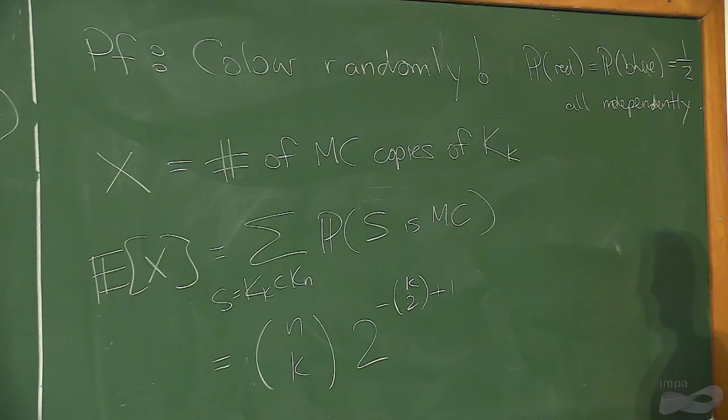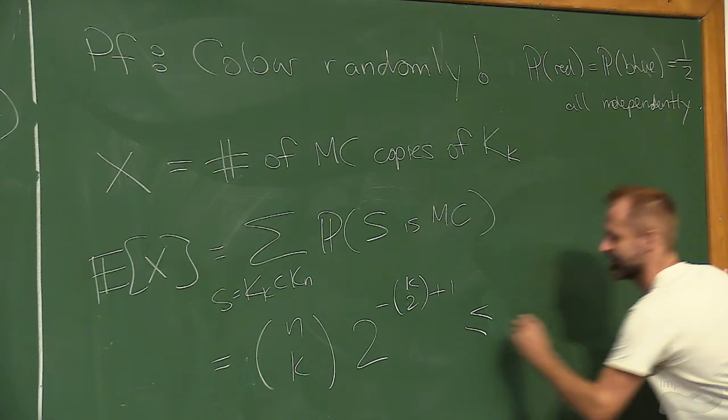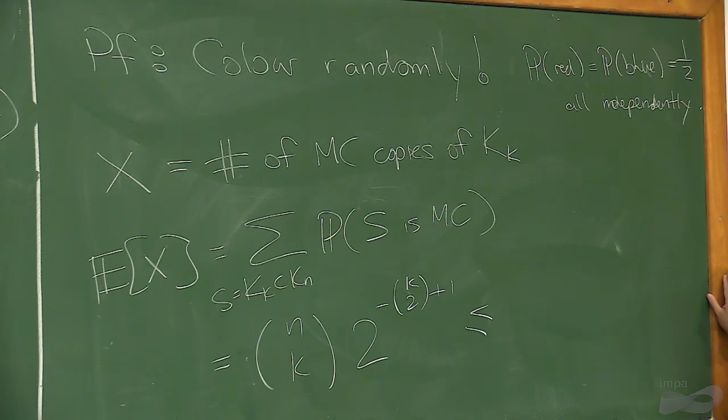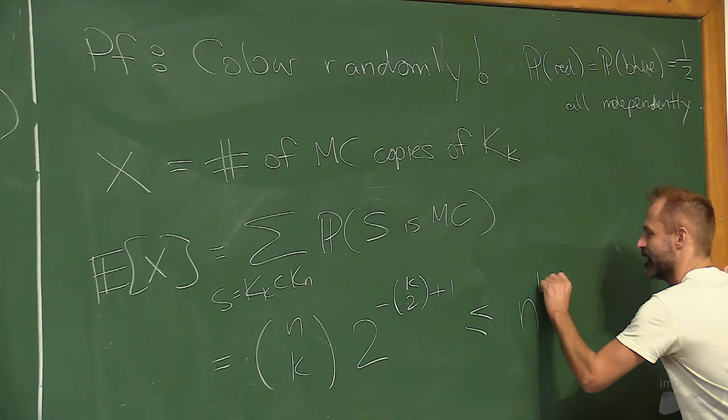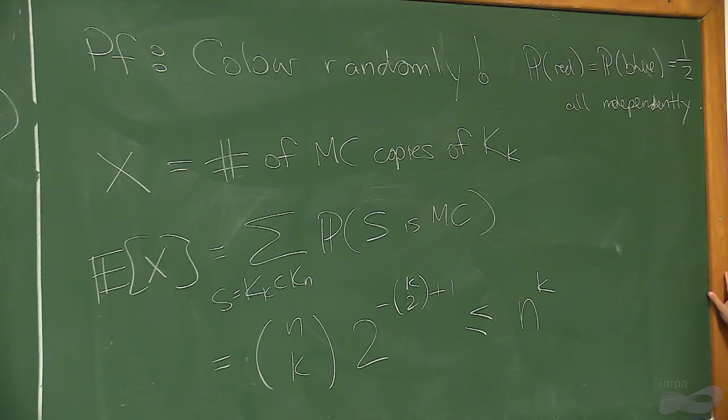So what can we do here? Is it enough to win? So how do we bound this from above? Yeah, I think it's fine. So I'm just going to bound n choose k from above by n to the power k. Okay? You can do better, but let's not bother.